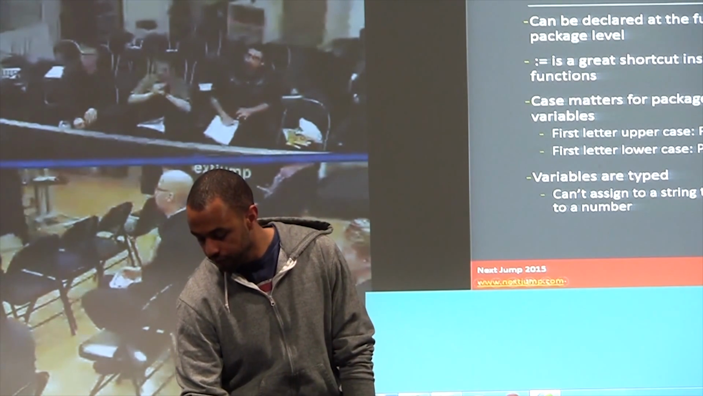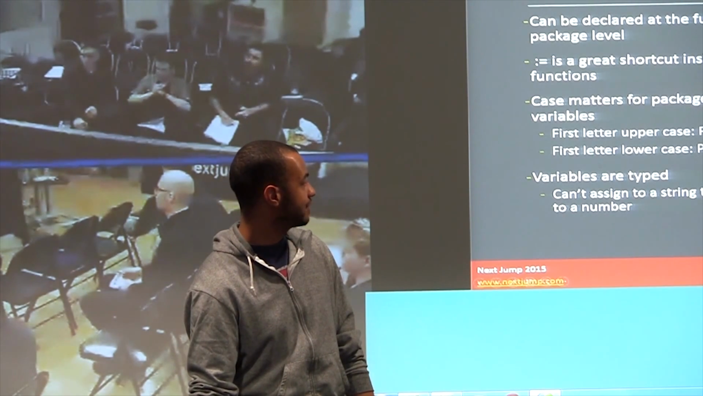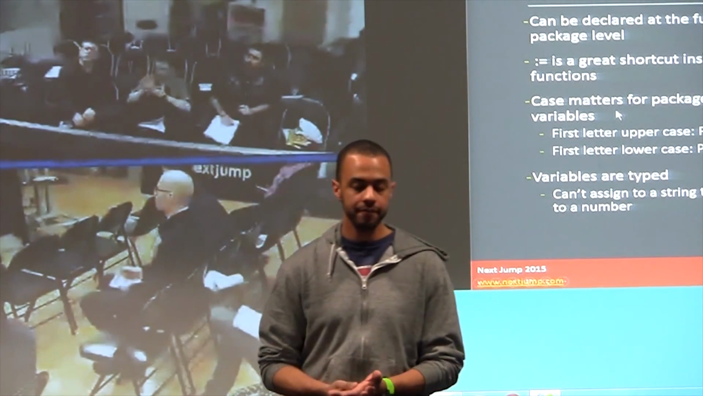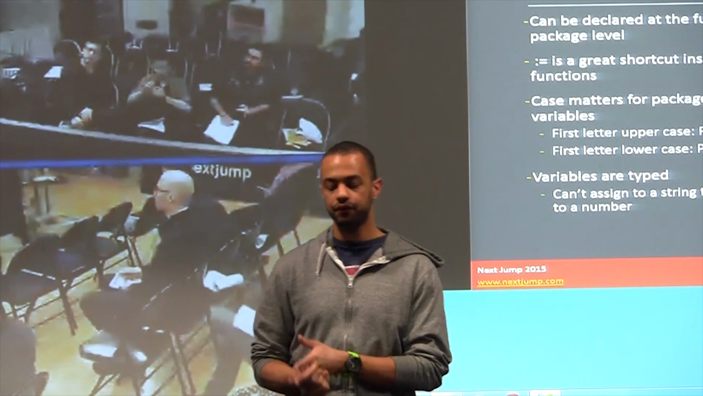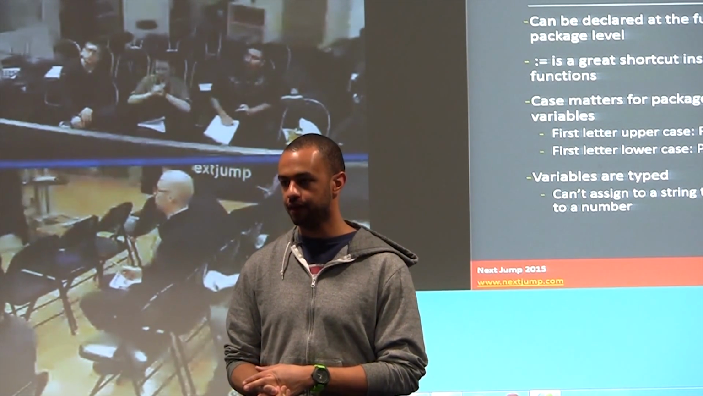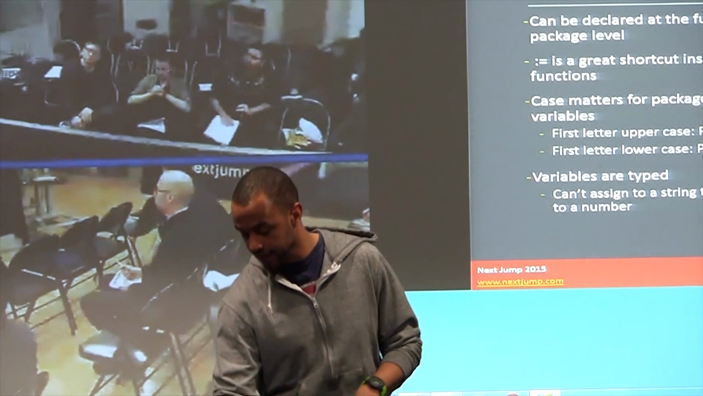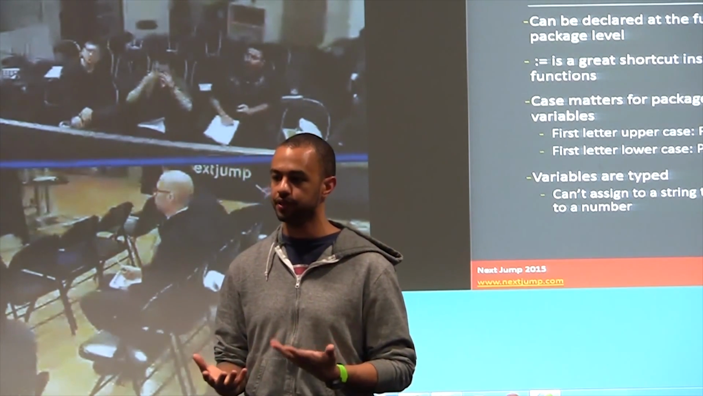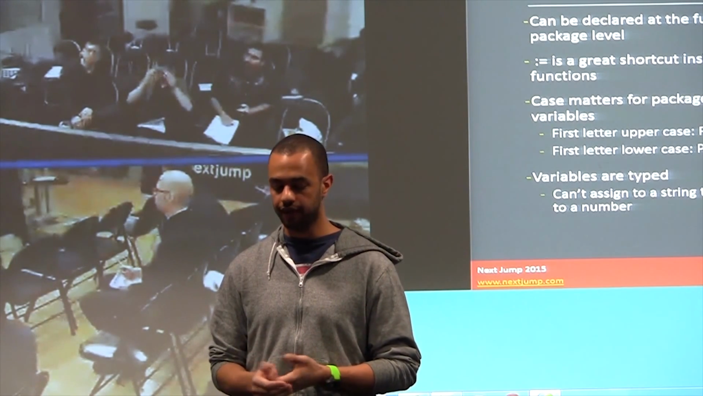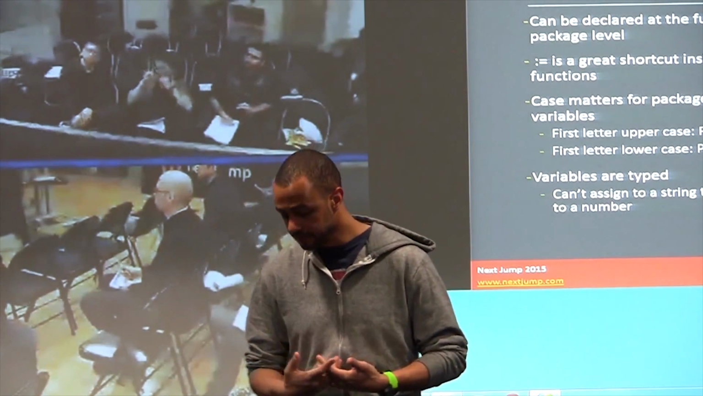Now, the one thing I want to call your attention to is that you'll notice that FirstName has a capital F and lastName has a lowercase l. That actually matters. Visibility outside of the package is determined by the case of the variable itself. So FirstName is going to be publicly available, and lastName will have a visibility similar to protected. It will only be visible to the functions and code that's in that package.